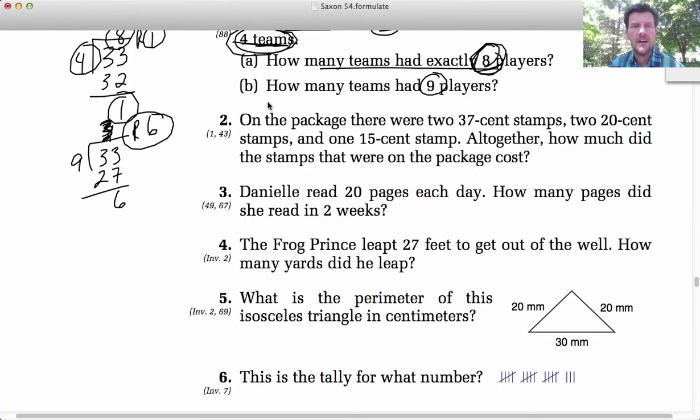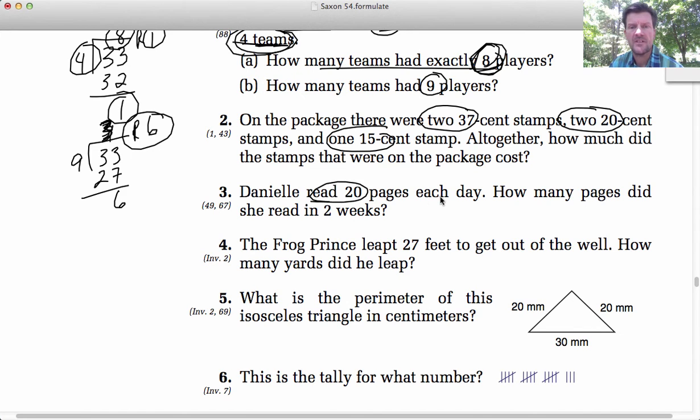Alright, on the package there were 2 37-cent stamps, 2 20-cent stamps, and 1 15-cent stamp. Altogether, how much did the stamps that were on the package cost? So you have 2 37-cent stamps, 2 20, and 1 15. You have to add all those up together. 37 plus 37, 20 plus 20, and 15, and you find the total cost.